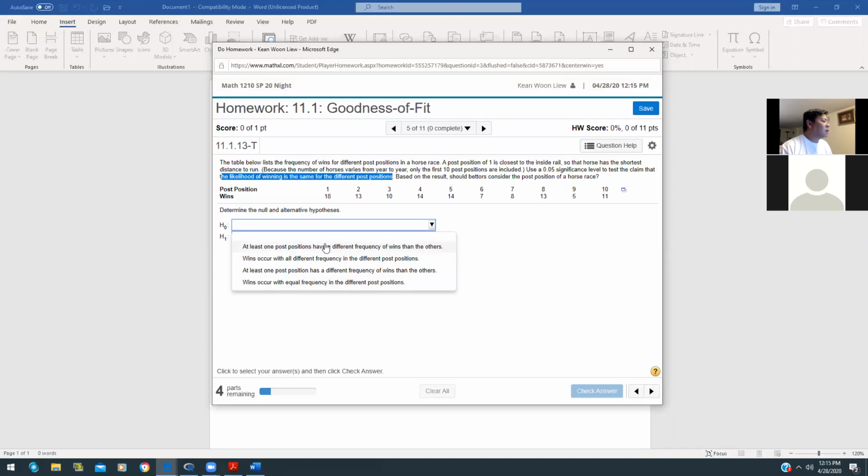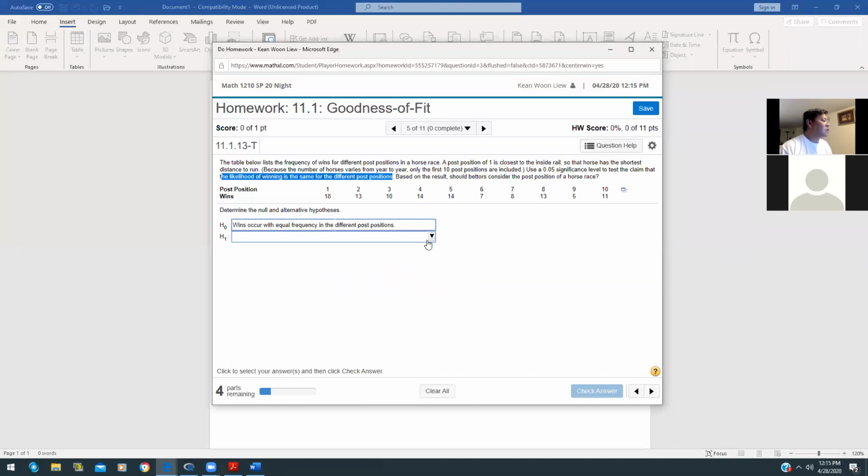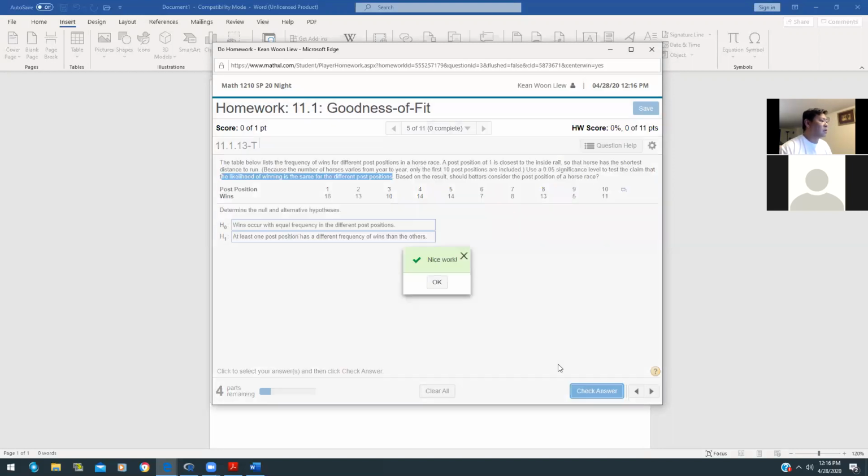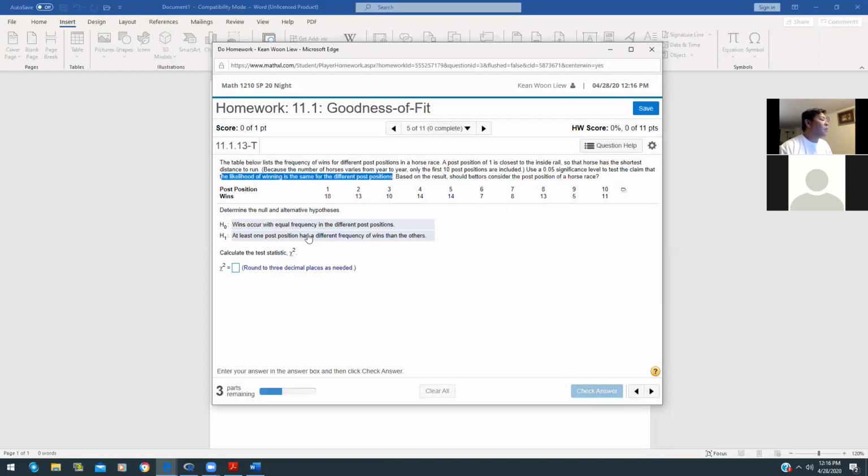I don't have the word at least one. So this should be win frequency should be equal. Then the alternative is at least one of the positions has a different win frequency from the others. What's the difference between these two? At least one post position has a different. I think it's this one because it's a grammar mistake. I didn't see the difference either. They just use at least one post positions, they have a plural have. It's just a grammar mistake.